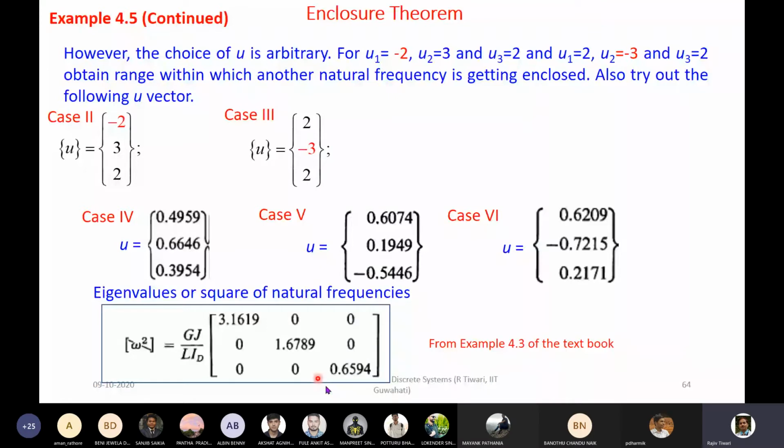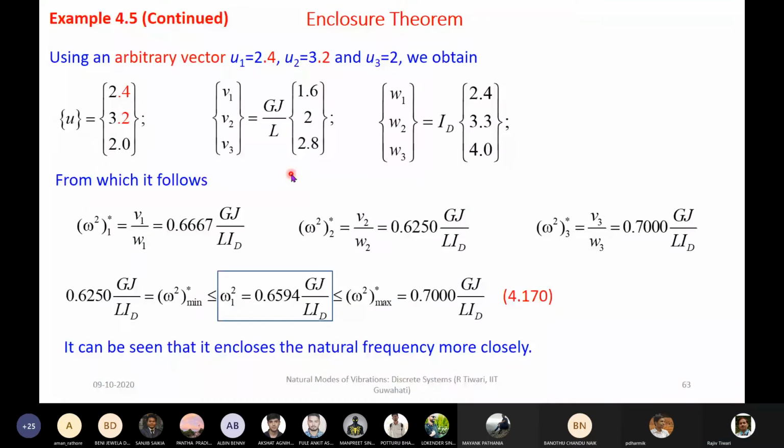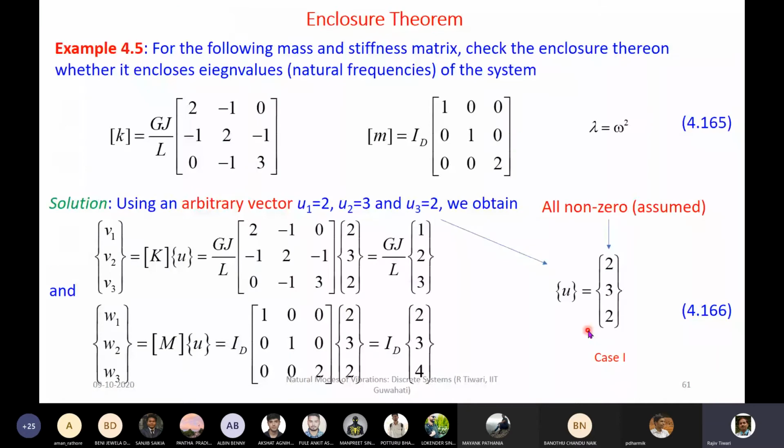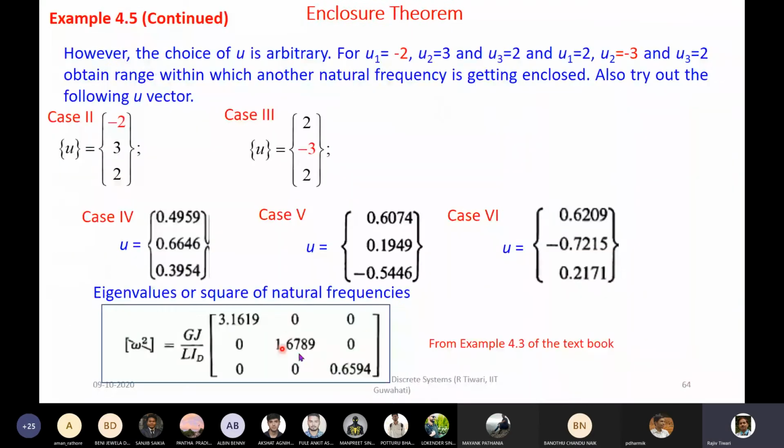So these two calculations are simple, multiplying this kind of matrices and getting the ratio. And once you get the ratio, you'll find that from this it will enclose this. And if you want to fine tune, maybe you can play with this. Either you can take this negative, this positive, or make some small changes, and you'll find that you can more closely enclose this. Similarly, you can try out this. Okay, so second and third, I am leaving it to you.